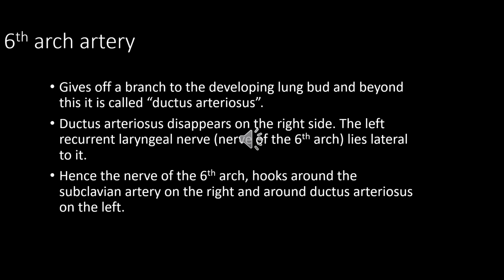Well, in this slide we are talking once again about the sixth arch artery, which is always associated with the lungs, so it is becoming the two branches of the pulmonary trunk, right and left, and how it is attached to the dorsal aorta by ductus arteriosus, which will persist on the left side and disappears on the right side, thereby causing the relationship changes of the recurrent laryngeal nerve. This also I have mentioned in the previous slides.